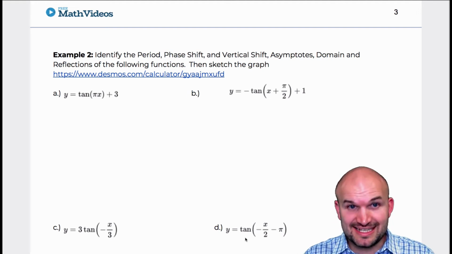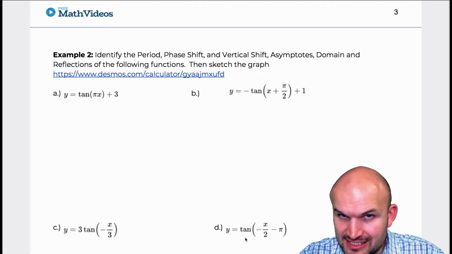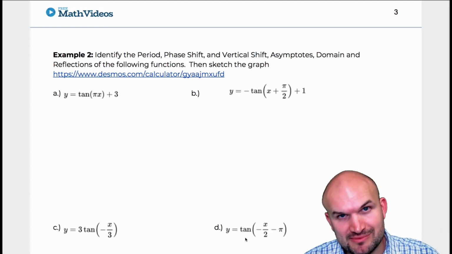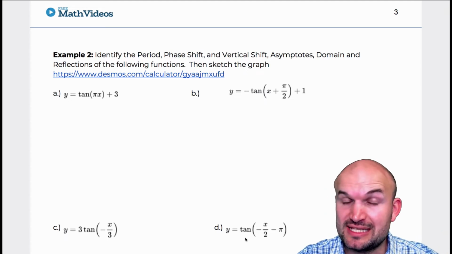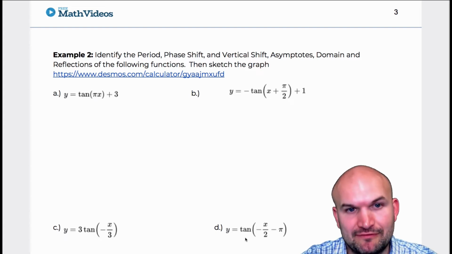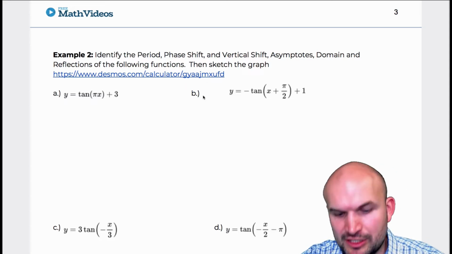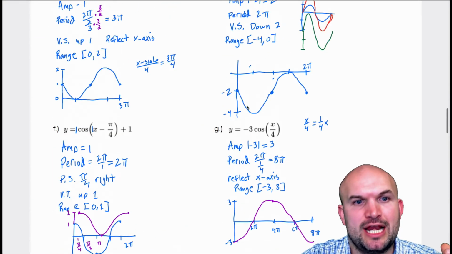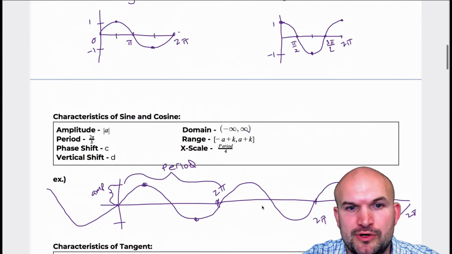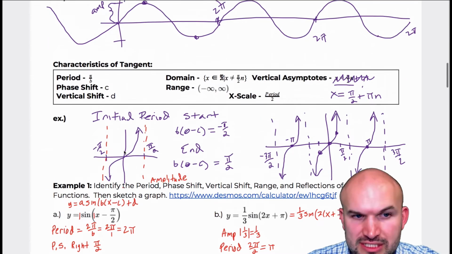Okay, so now let's get on to the tangent function. And tangent is very similar to the sine and cosine in terms of some of the characteristics that we're going to be looking for. However, the graph is completely different, as well as everything is not carried over from sine and cosine. So if you remember in our notes that we went through here, let's go and take a look here at the characteristics.